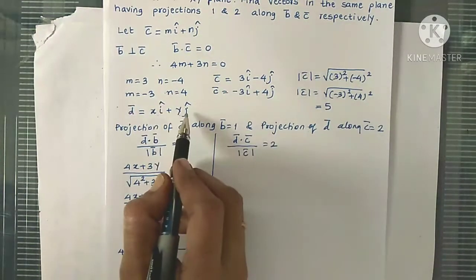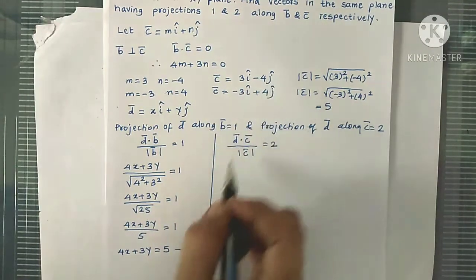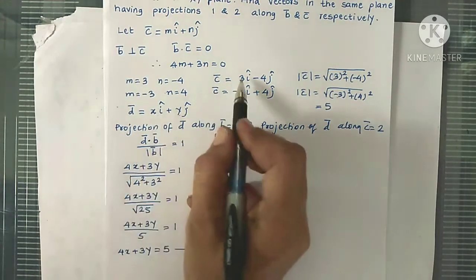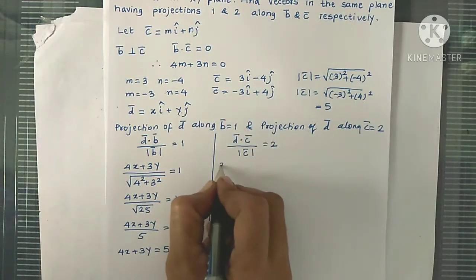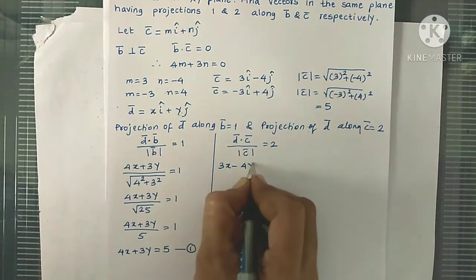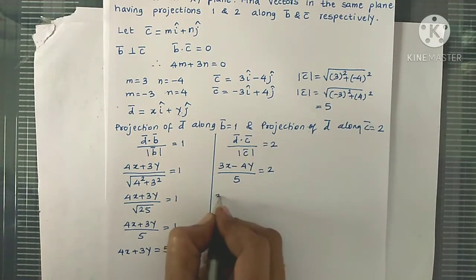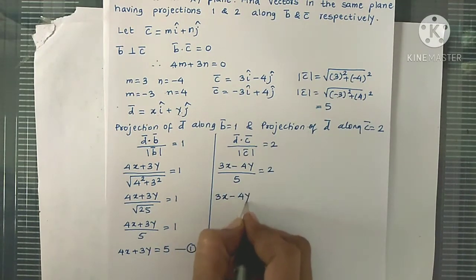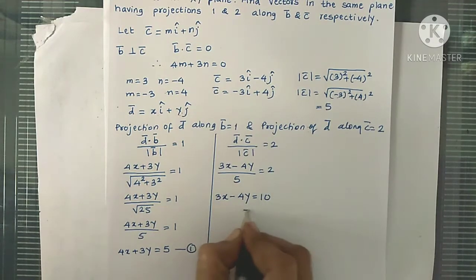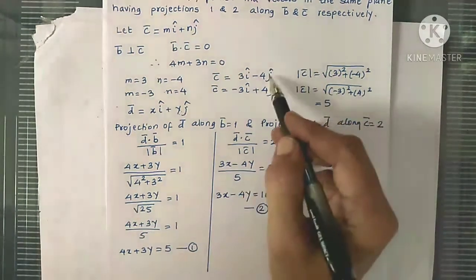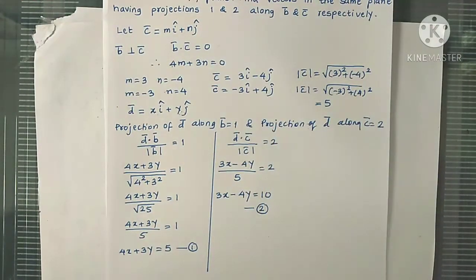Now d bar is xi plus yj. So let's consider this case first. Let's complete that and then we will write the second case. So the dot product is 3x minus 4y. 3x minus 4y upon modulus of c bar, which is 5, equal to 2. So the equation becomes 3x minus 4y equal to 10. So let this be equation number 2 using projection of d bar along c bar is 2 and considering this first c bar. Now let's consider the second case, minus 3i plus 4j.